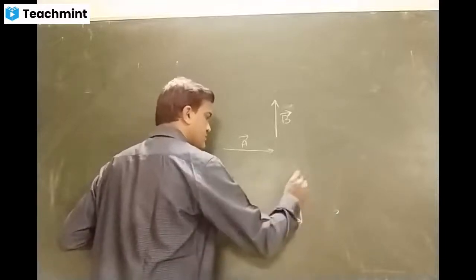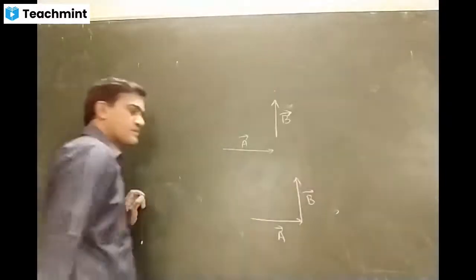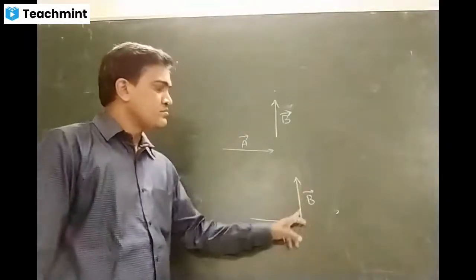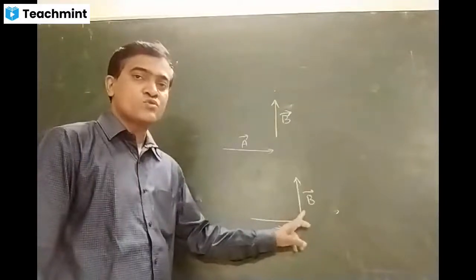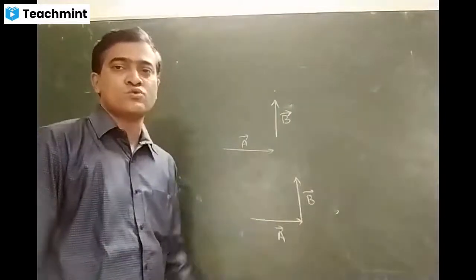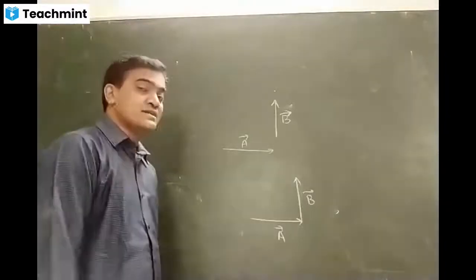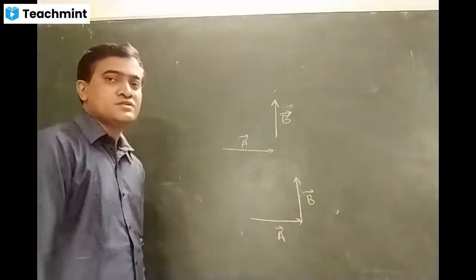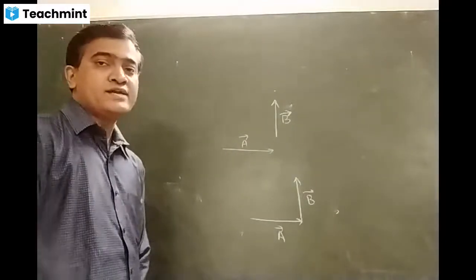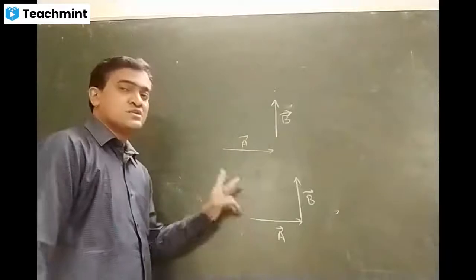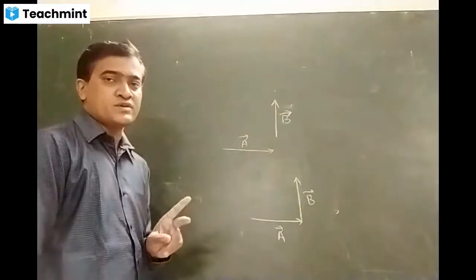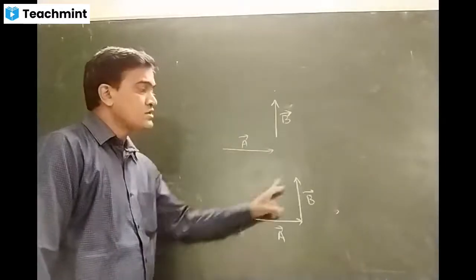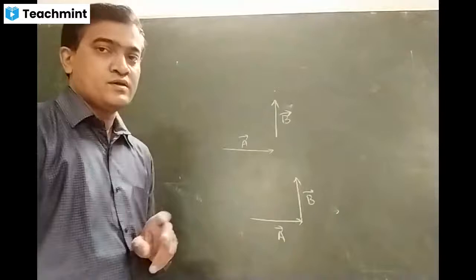So what did I do here? I have extended, but the tail of second vector is coinciding with the head of first vector. This is the rule now. And resultant is nothing but A bar plus B bar, to be joined in such a way that the resultant vector should coincide with the tail of first vector and the head of second vector.